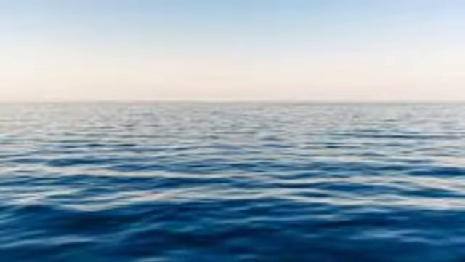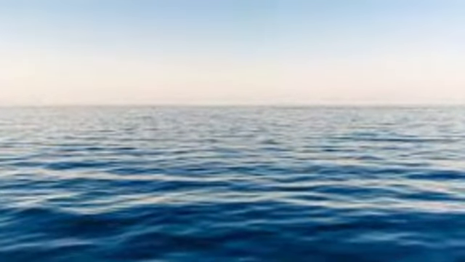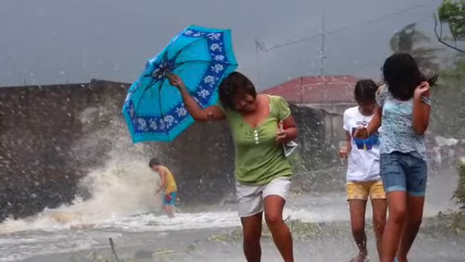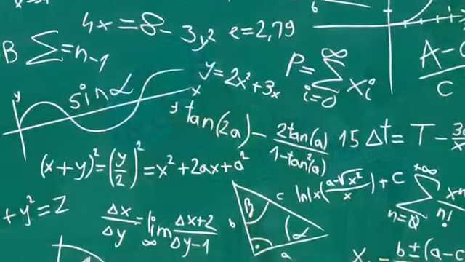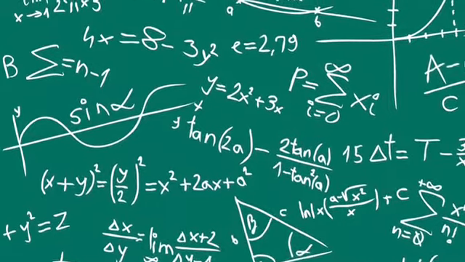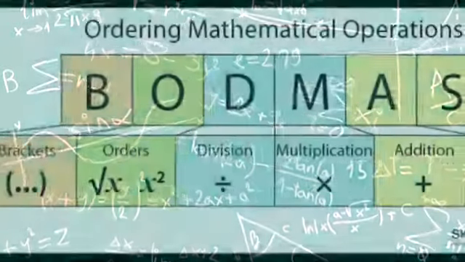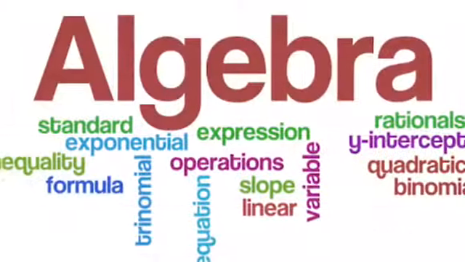The polar ice caps are rapidly melting. Soon they will be reduced to nothing, causing multiple natural disasters. But how soon will this be? Well, to find this out, we need to use a mathematical equation. This consists of using BODMAS and algebra.